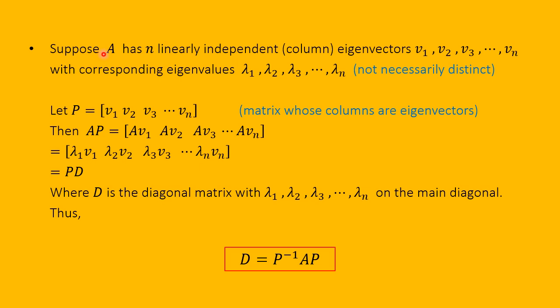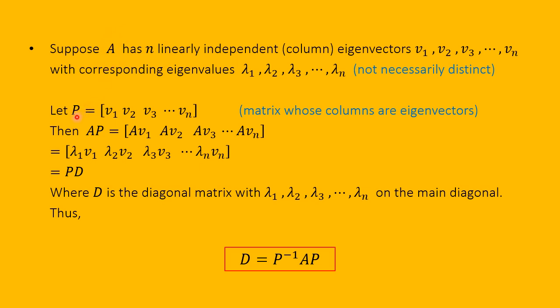Let's suppose that the matrix A has n linearly independent column eigenvectors v sub 1, v sub 2 through v sub n, with corresponding eigenvalues lambda sub 1, lambda sub 2, lambda sub 3, all the way through lambda sub n. These eigenvalues are not necessarily all distinct. I'm assuming here that A is an n by n matrix.